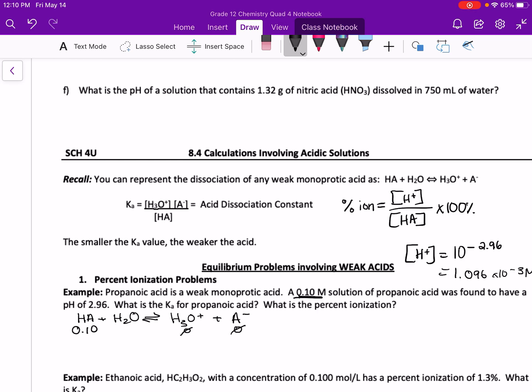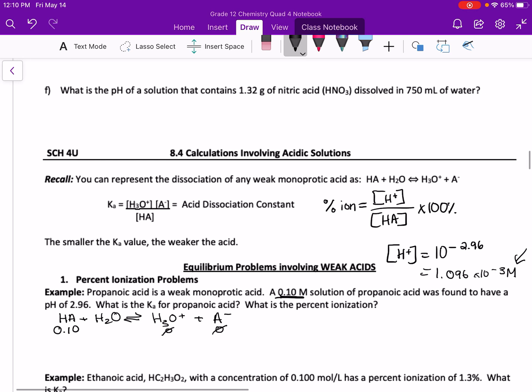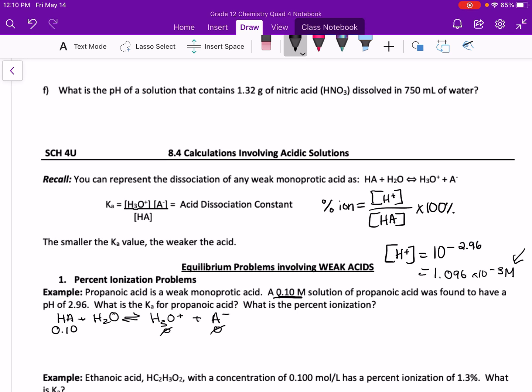Then there's a change, and the change is actually going to be how much we're able to ionize. We're going to say the change is negative because I'm decreasing my concentration originally from 0.1 by how much I'm able to ionize. So my change is negative 1.096 times 10 to the negative 3. This is increasing by a factor of x for both.